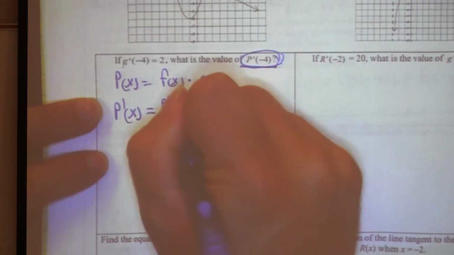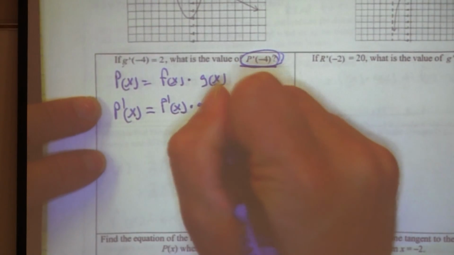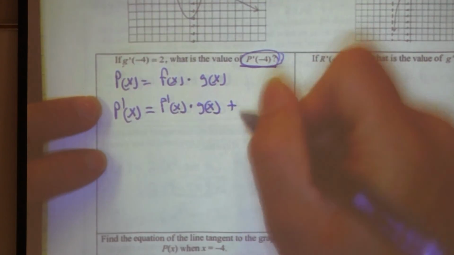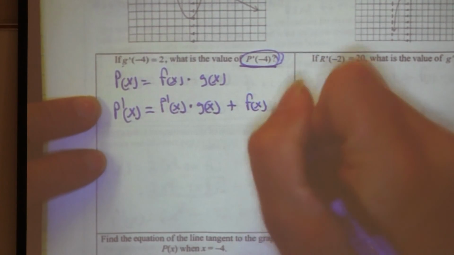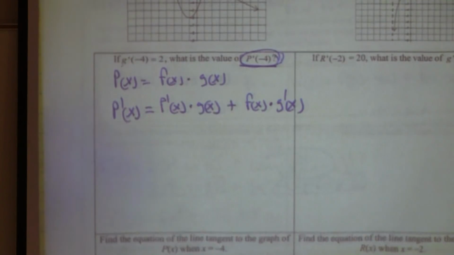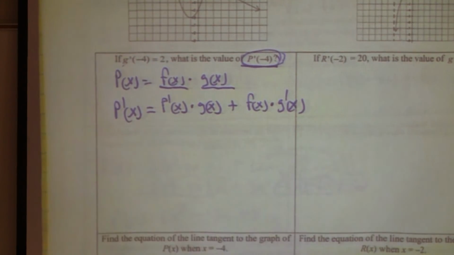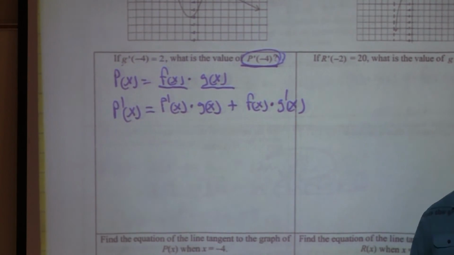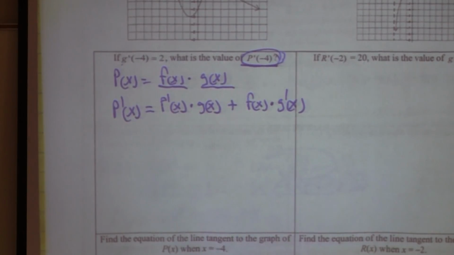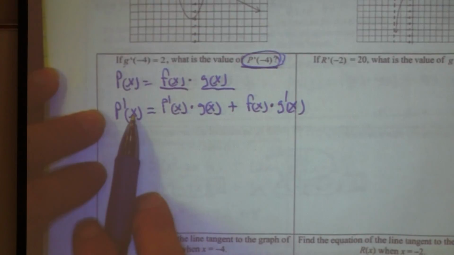So f prime of x, okay, times the second, plus the first, which is f of x, times g prime of x. Oh my god, two functions? The first and the second? I told you it was going to be abstract, right? We're working with just names of functions. We're not actually working with the actual numbers, okay? Don't freak out. Okay, so now what do I have to do with this negative 4? Plug it in.